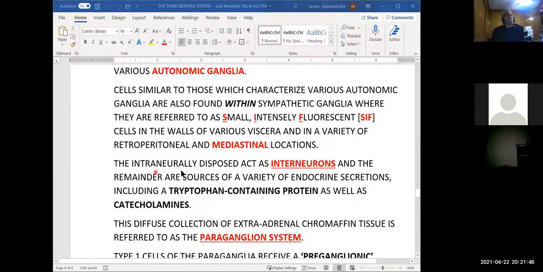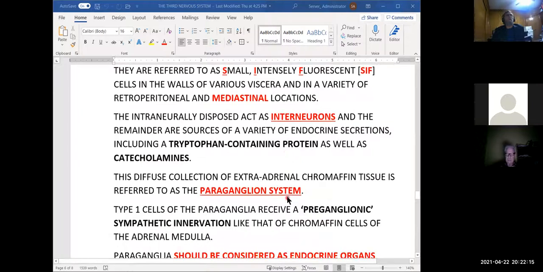Intraneurally disposed, they act as interneurons, so connections between nerves. We're going to have a whole seminar on interneurons, by the way. It's a lot different than probably you're used to thinking about it. And the remainder are sources of a variety of endocrine secretions, including a tryptophan-containing protein as well as catecholamines.